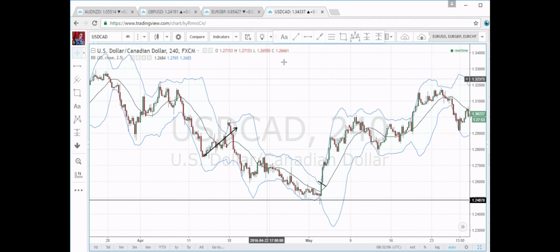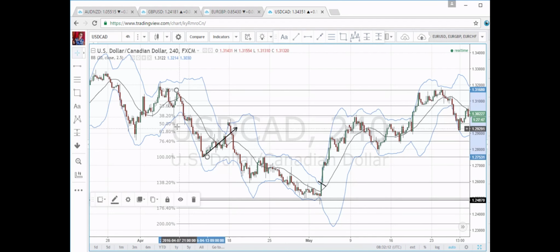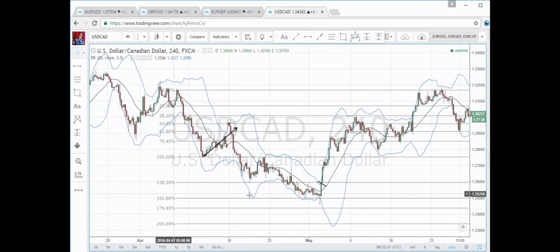Let's see if we can get a Fibonacci in this case. So here's the origin, here's the B point, the C is very nicely at the 50, then we have the confluence here at the 161, right here where we then find support, so that is a good additional confluence factor.